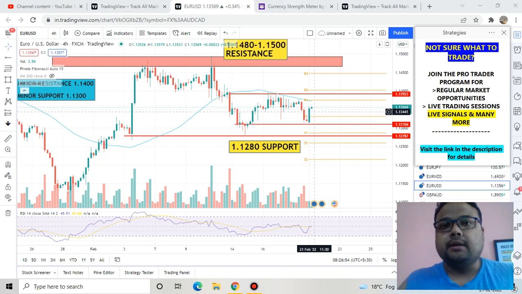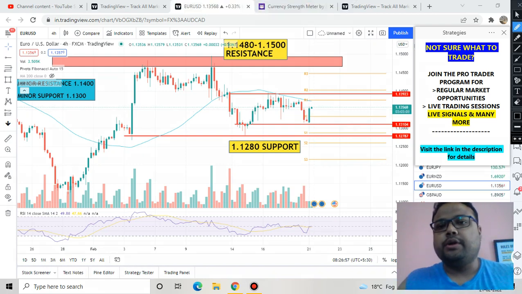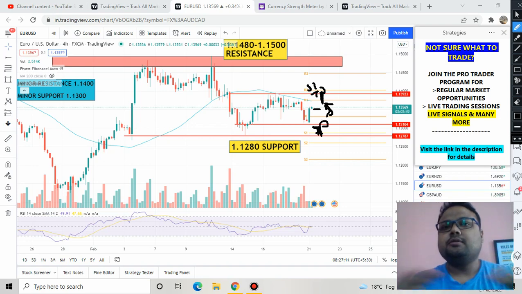The market is in the middle. Just have a look here. If you buy here, your SL will be here and this will be your take profit target. So your risk to reward ratio is not in your favor. And if you sell here, your SL will be here and this will be your take profit target. So your risk to reward ratio does not match at all.